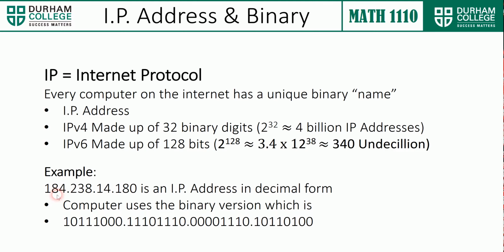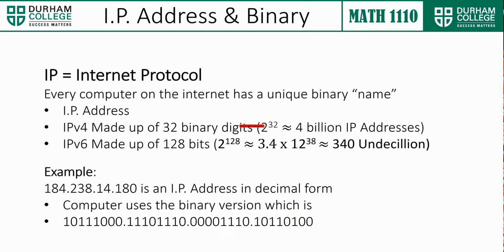So 184 in binary would be this number, right? So 10111000. So 14 would be this. So the second bit on, the third bit on, and the fourth bit on, right? So that's 8, 4, and 2. Yeah, so there you go. That's 14 for you.